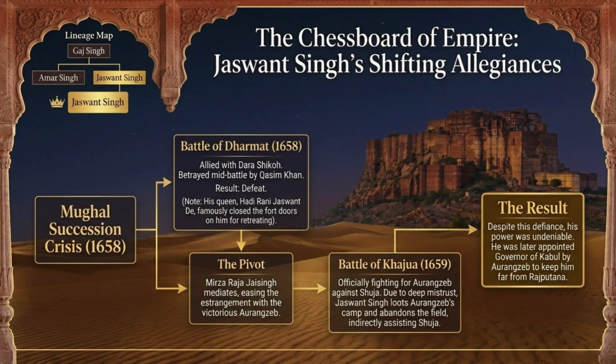A pivot occurred when Mirza Raja Jai Singh mediated, easing the estrangement with the victorious Aurangzeb. However, during the 1659 Battle of Khejadli, while officially fighting for Aurangzeb against Shuja, Jaswant Singh's deep mistrust led him to loot Aurangzeb's camp and abandon the field. Despite this open defiance, his power was undeniable. Aurangzeb later appointed him governor of Kabul simply to keep him far from Rajputana.